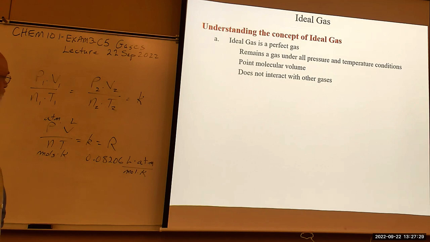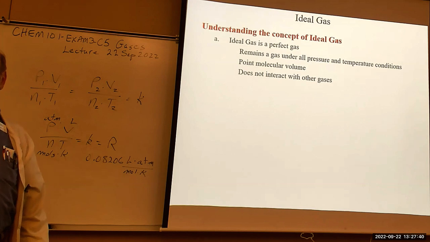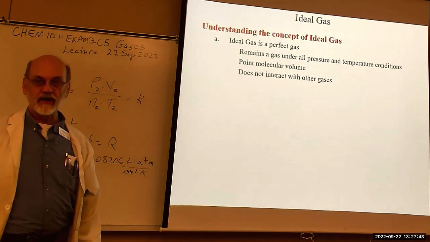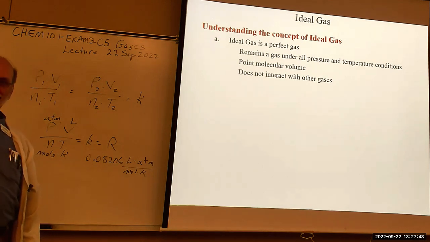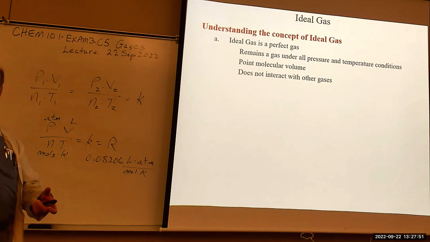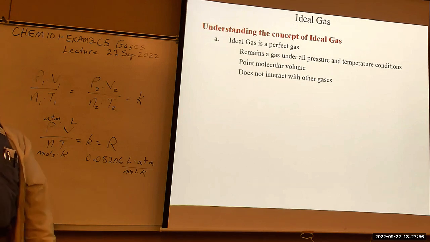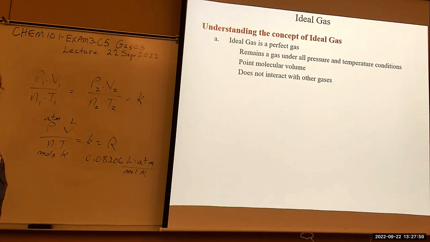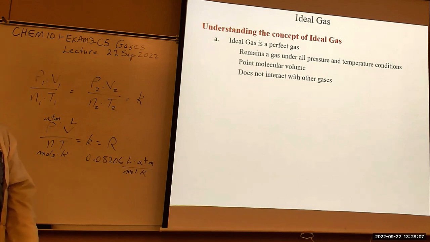Now, when we talk about the ideal gas, we have to make some assumptions. It remains a gas at all pressures and all temperatures. We know that's not true, because we have liquid carbon dioxide and dry ice. It used to be a gas, carbon dioxide. If you pressure it and cool it, you turn it into a liquid and then a solid. So we know that gases are not ideal. But in order to use this equation, we have to assume ideal behavior. And under certain conditions, we can assume that.